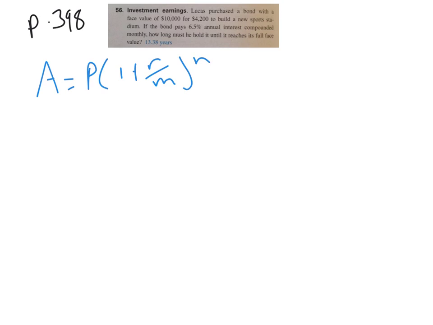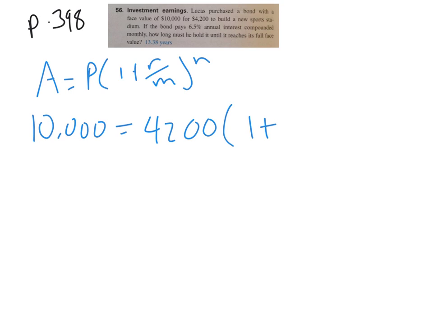We have a bond with a face value of $10,000. We want to know how long until it reaches its face value. So the future value we're looking for is $10,000. We bought it for $4,200. That's our principal. We're basically investing that. We've got our 6.5% annual interest. Compounded monthly means 12 times a year. So let's go ahead and plug everything in. 10,000 for A, 4,200 for P, 6.5% would be 0.065. And compounded monthly means 12 times a year, over 12.